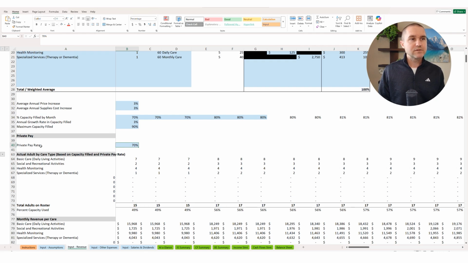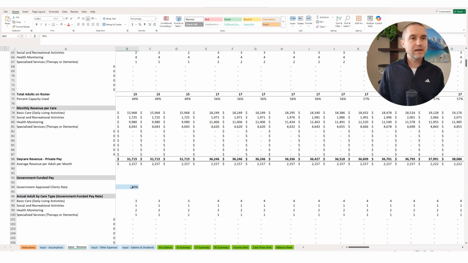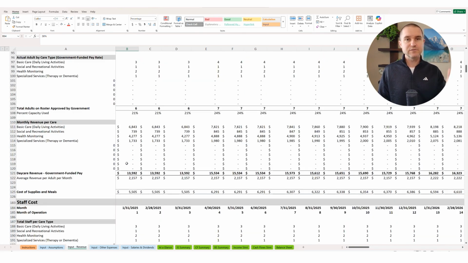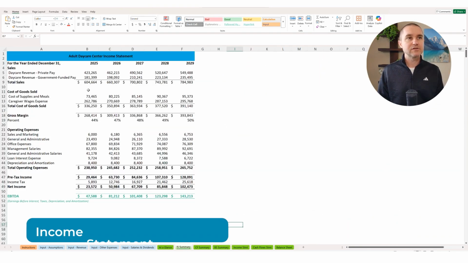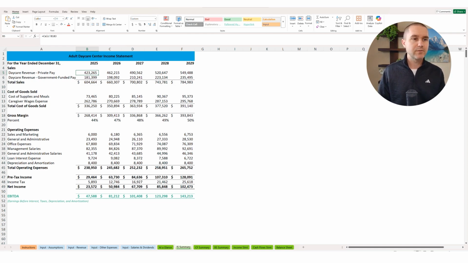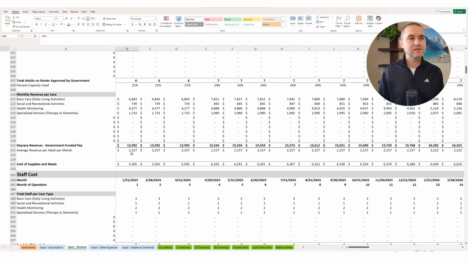All right, so here what we're saying is that 70% of the customers are private pay, and the remaining 30% are government pay. So we can split that out. The main thing that we're doing here is just giving you the ability to see the mix on the income statement. So if a funder wanted to see what percentage is private pay and what percentage is government pay, you can see that by entering in those assumptions.